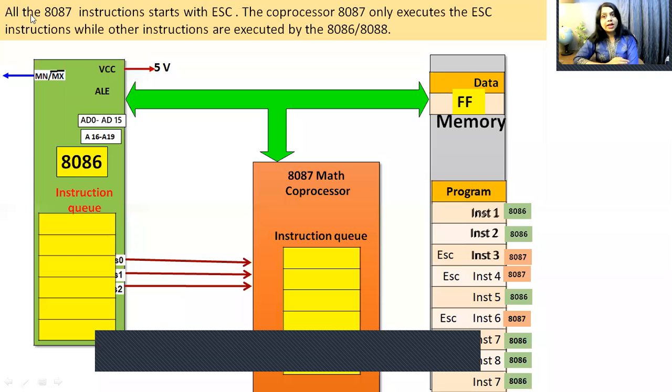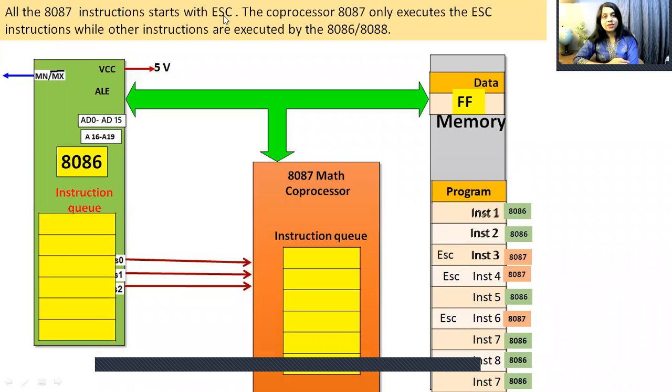Now, all 8087 instructions start with an escape code. As we know that 8087 has its unique instruction set, every instruction of 8087 starts with the code of escape. It is a 5-bit code, that is 11011. Now, what happens? Let's take an example. Here you can see that the 8086 microprocessor is connected with the 8087 maths coprocessor. Now, what happens in this?